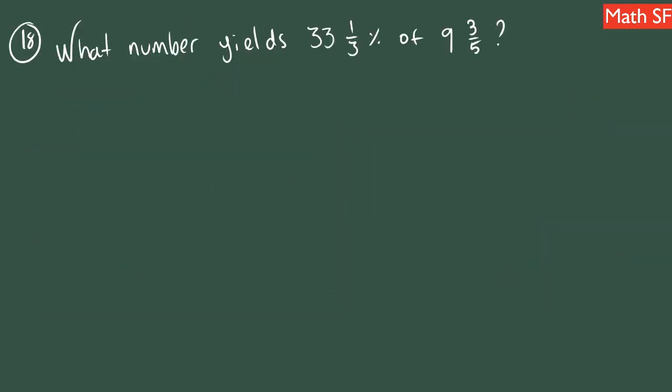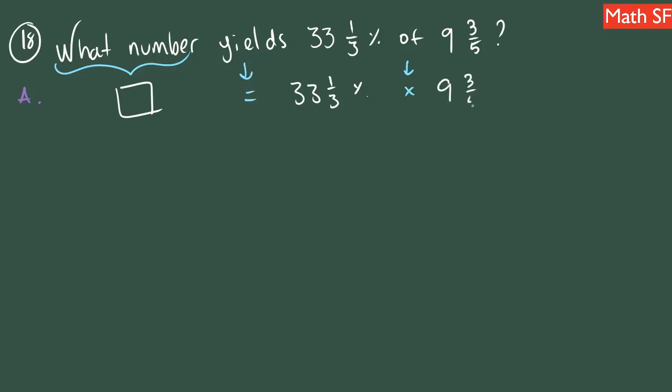So let's keep doing our translation here. And what number is going to stand for our box? Yields stands for equal. Well, this number is going to be 33 1/3%. Of stands for multiplication, and this thing here stands for 9 3/5. Now you ask yourself, you locate the product. Well, the product is the one by itself. Therefore, we're missing the product.